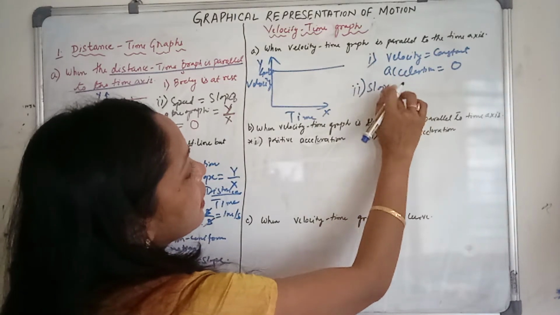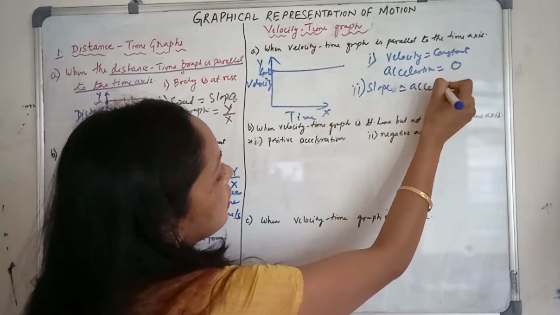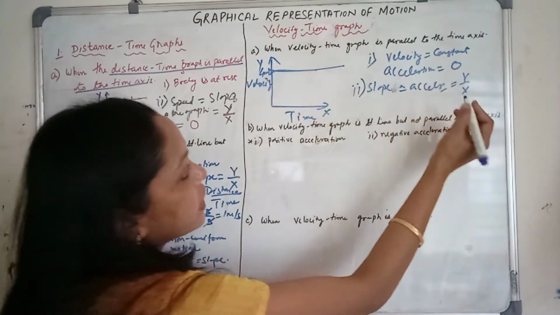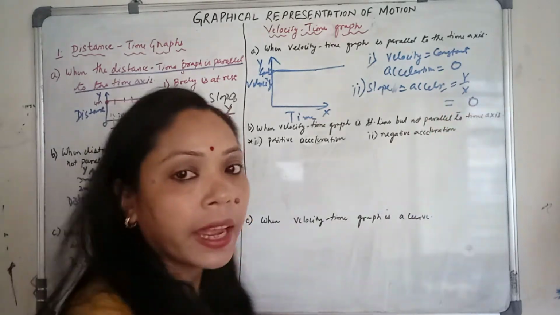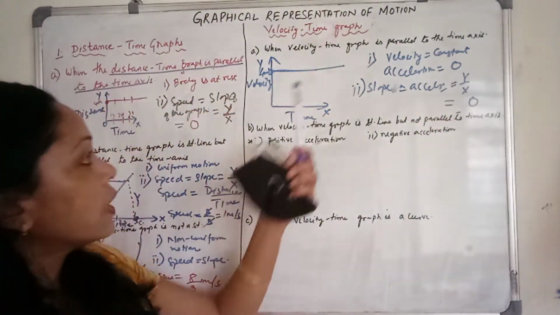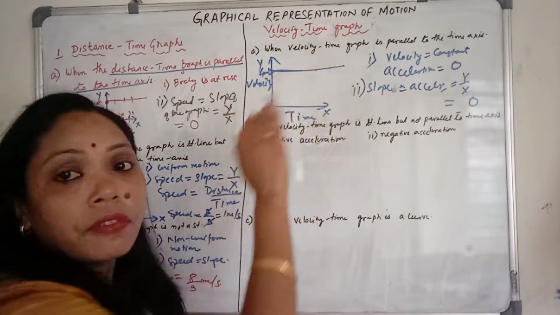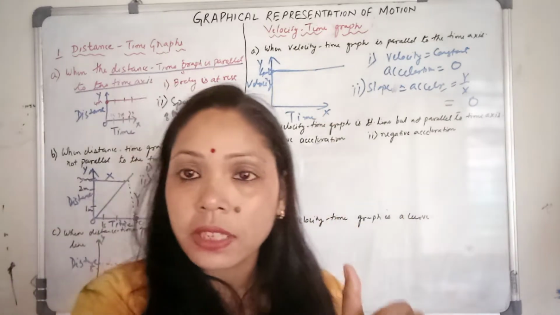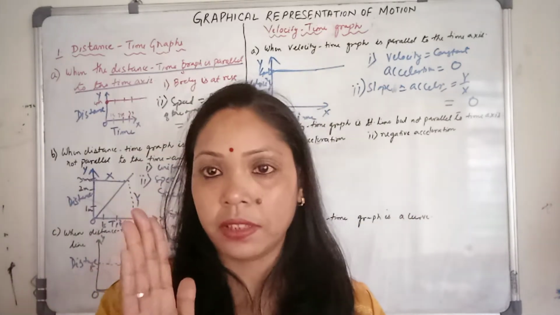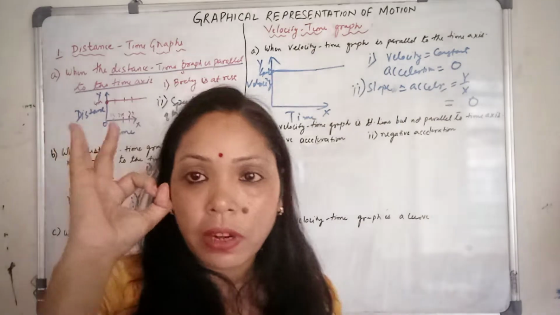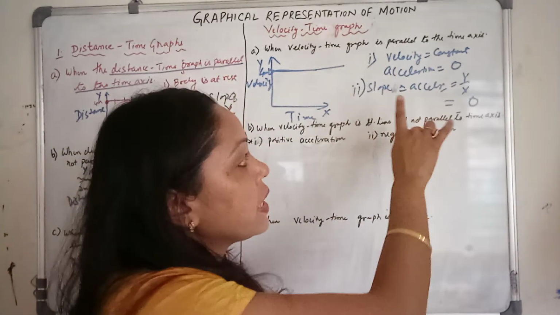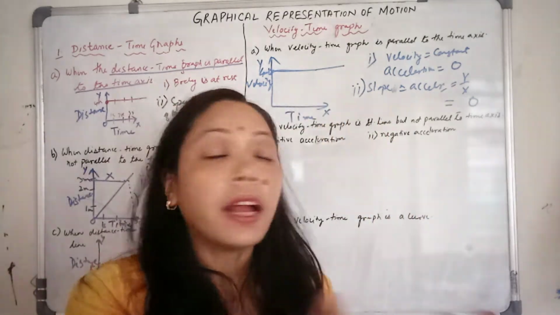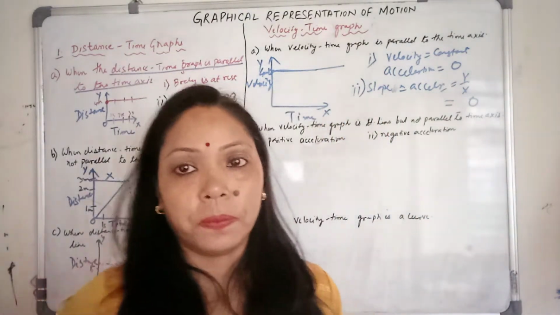Now the second conclusion will be again the slope. Here the slope of the graph gives the acceleration. Again this will be y by x. Since here the y-axis is not changing, we can write the acceleration as 0. So the first conclusion for this velocity time graph: when the line is parallel to the time axis, velocity is constant. Constant means not changing. Then acceleration will be 0. If you find the slope from this graph, then again the acceleration will be 0.